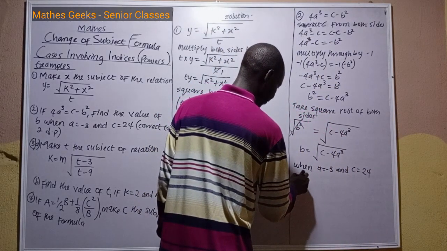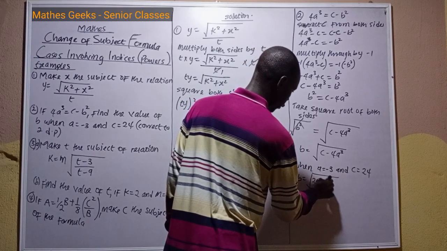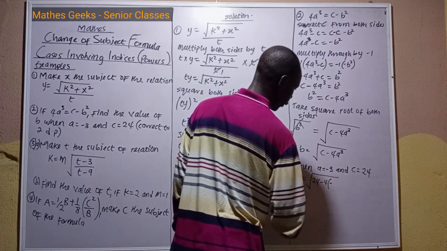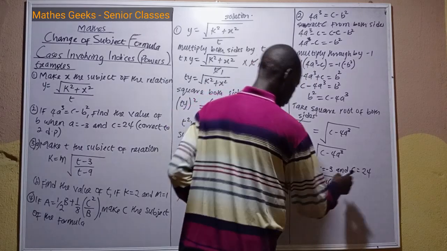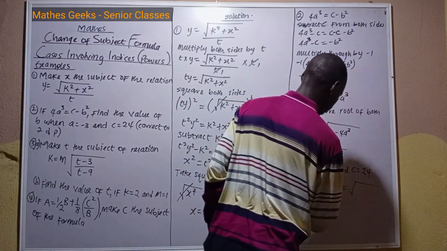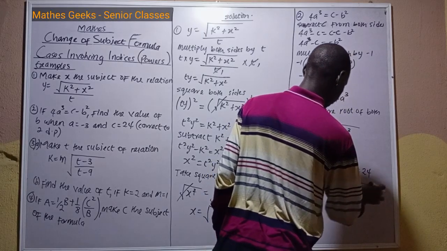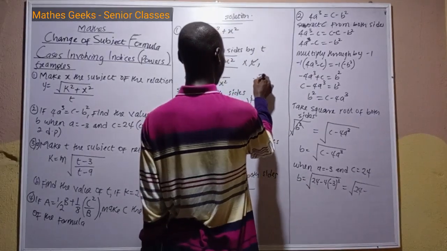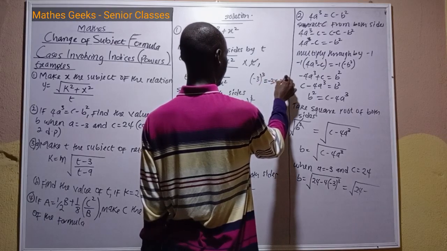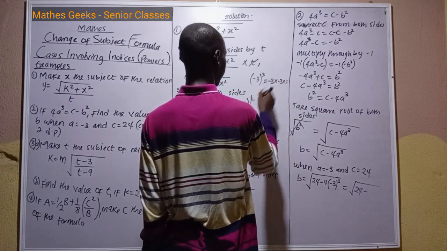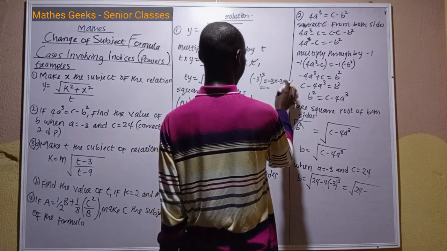Therefore, b is equal to the square root of 24 minus 4 times (minus 3) raised to power 3. Minus 3 raised to power 3 implies minus 3 multiplied by itself 3 times. Minus times minus is plus, plus times minus is minus. 3 times 3 is 9, 9 times 3 is 27.